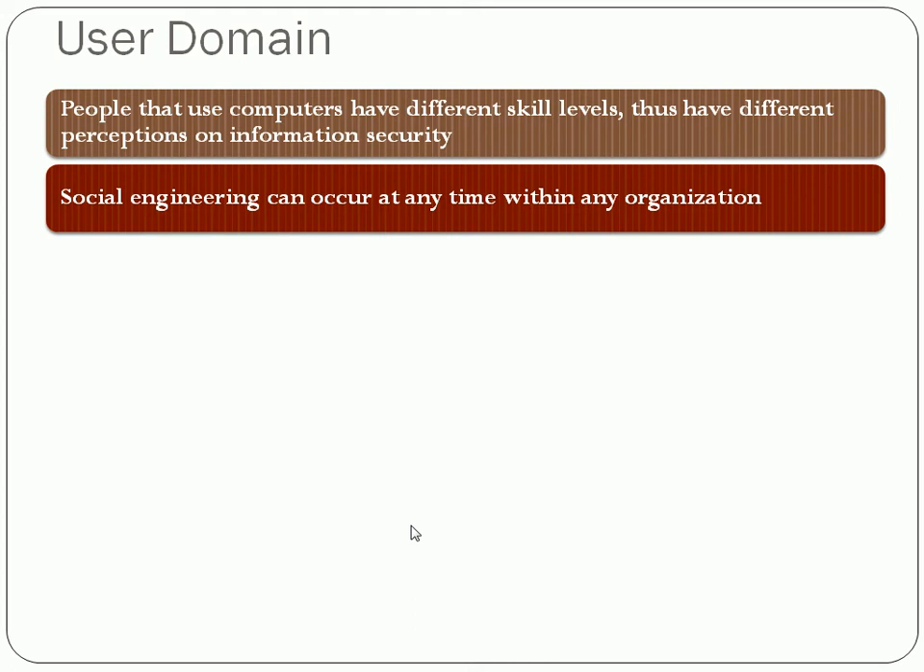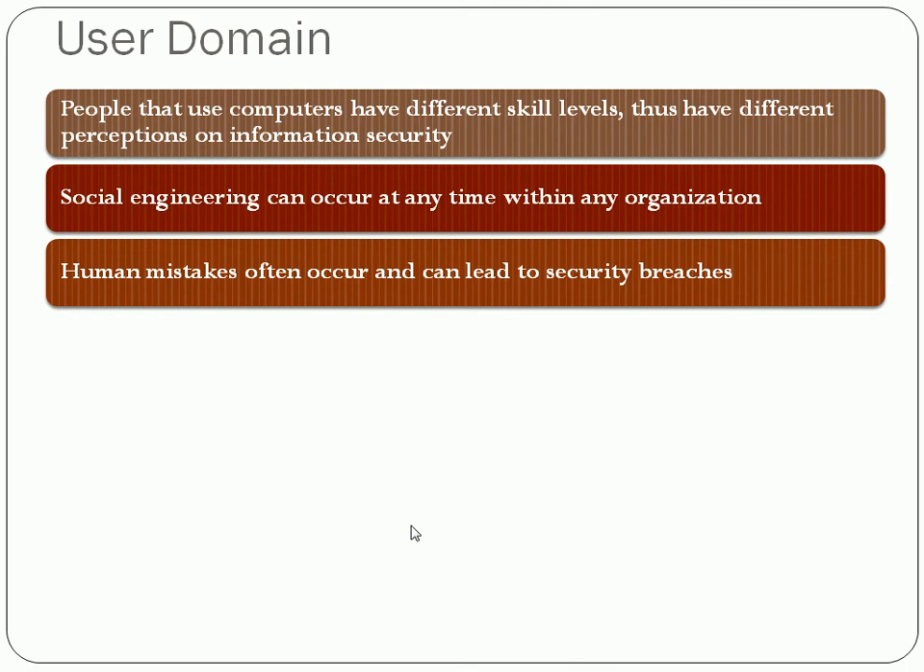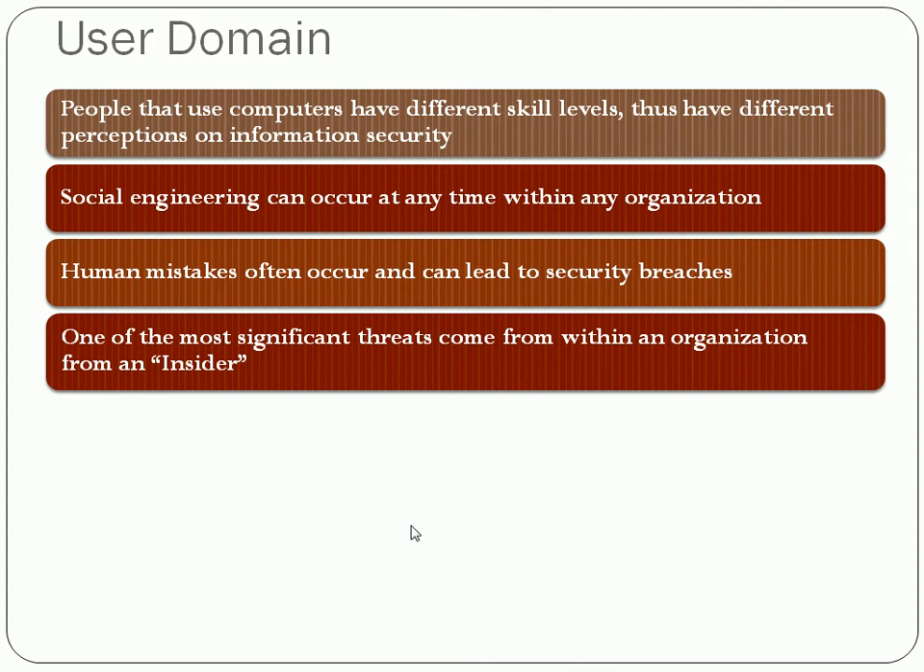But it's surprising that even in such a small organization, even though we warn people not to do that stuff, it still happens. So it's a major threat, and I would say that's one of the biggest threats that we face in IT security. Human mistakes often occur and lead to security breaches. So people walk away from a workstation without locking it, or they click on a link in an email that they shouldn't have. One of the most significant threats come from within an organization.